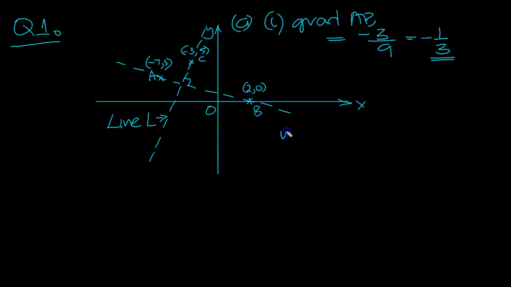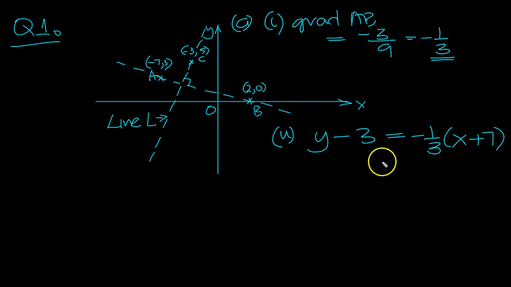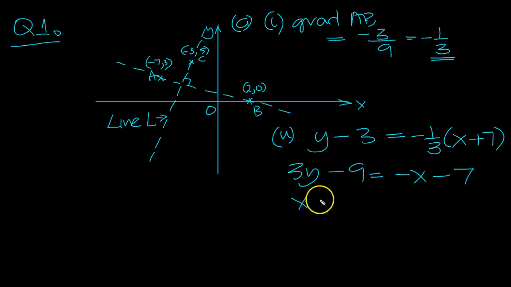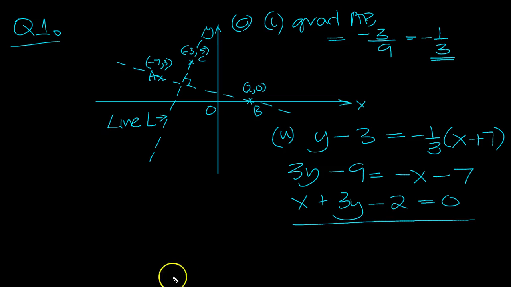Okay, show that the equation of AB is this. So let's do part 2. Y minus the Y coordinate of A, say, is 3, is equal to the gradient, X minus the X coordinate, minus 7. So move the 3 up, and run the minus through the bracket. And then we end up with X, move the X over here, plus 3Y. Move that, we get minus 2, don't we? X plus 3Y minus 2 equals 0.